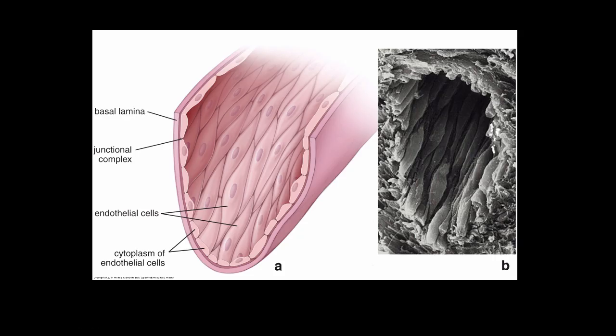This diagram just shows the endothelial cells arranged parallel to how blood would flow, and here you can see that in the scanning electron micrograph. So blood would be flowing in this direction, coming in and out of the screen.